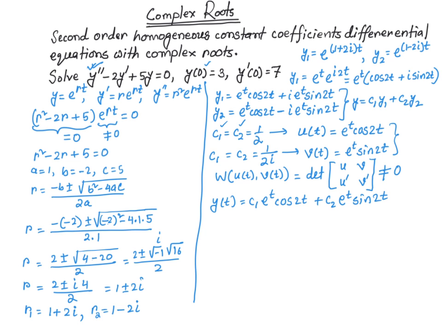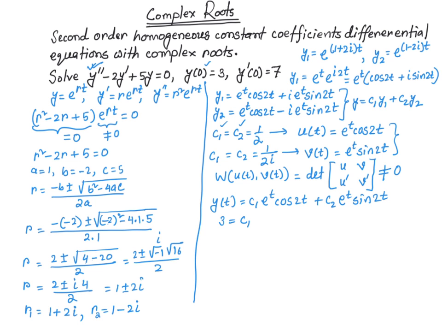Now, if we assume the first condition, which is y of 0 equal to 3, the initial condition, this is going to be 3 equal to c1 times e to the power 0, which is 1, times cosine of 2 times 0, which is cosine of 0, also 1, plus c2 times e to the power 0, which is 1, times sine of 2 times 0, which is sine of 0, which is 0. So I get c1 is equal to 3.